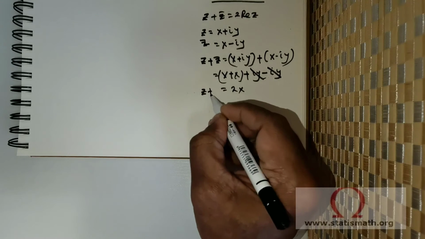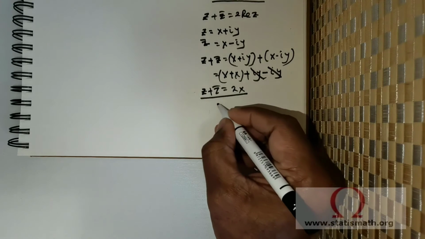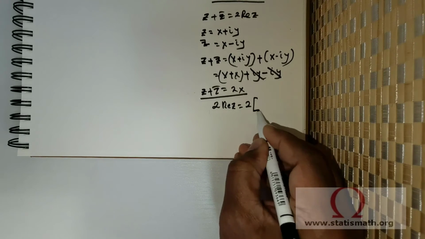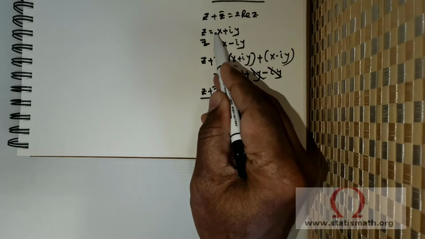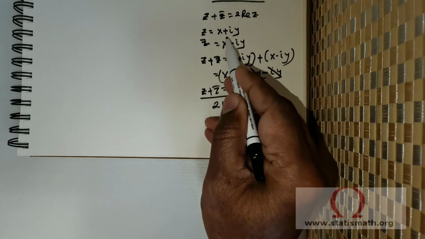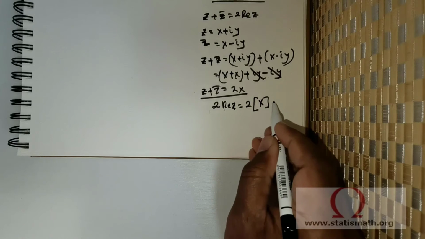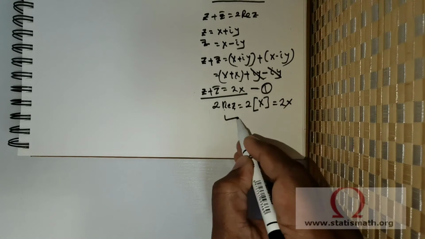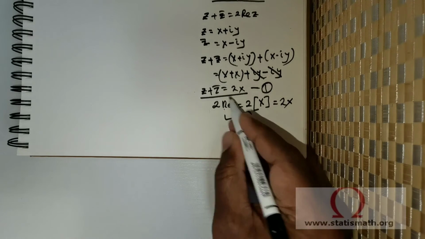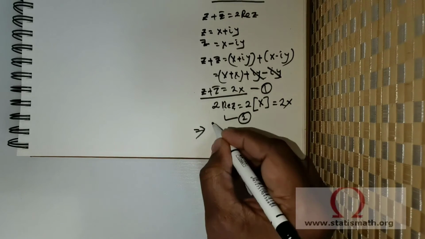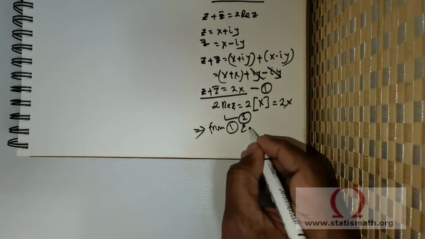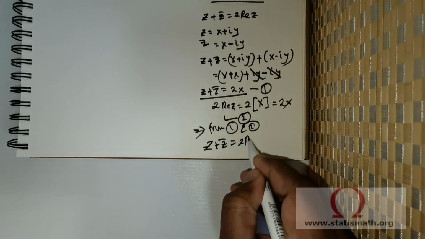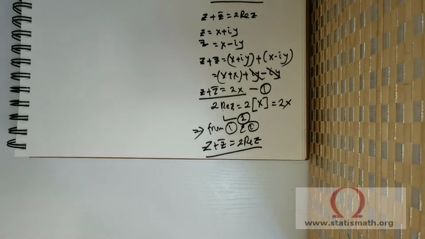So z added with z bar gives me 2 times x. Now consider 2 times the real part of z. What is that? It's going to be 2 times the real part of z. I've taken z to be x + iy, so the real part is going to be x, so that's going to be 2 times x. Now if I take this as 1 and this as 2, comparing 1 and 2, clearly we see that z added with z bar is equal to 2 times the real part of z. Okay, so have that in mind.